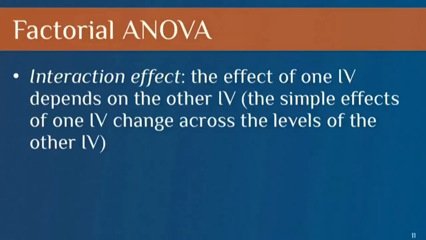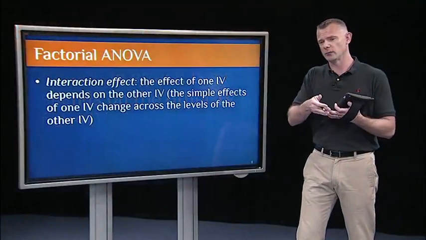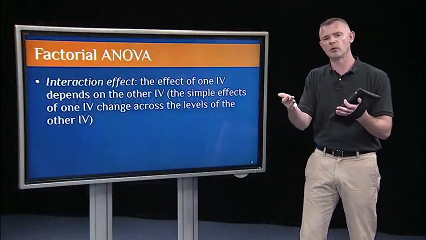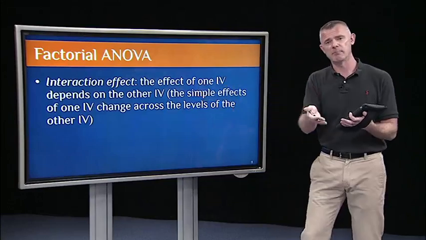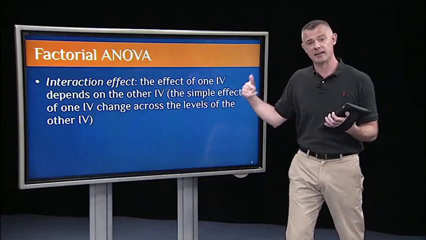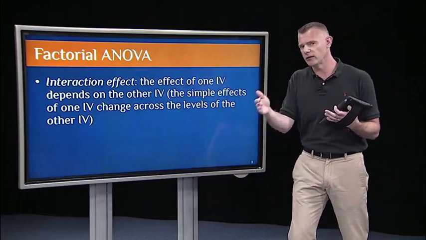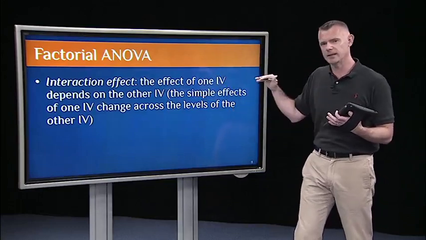Of course, the important new concept is an interaction effect. That's when the effect of one independent variable depends on the other. This is exactly like a moderation effect in multiple regression, right? Remember multiple regression where we had, say, a correlation between x and y, and then it varied as a function of z. We called that moderation. Same exact thing here, and under the hood, the general linear model is treating it exactly the same.